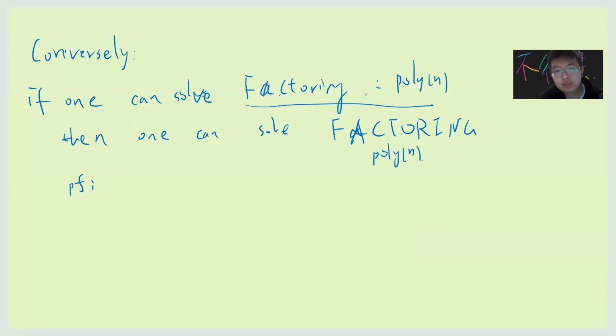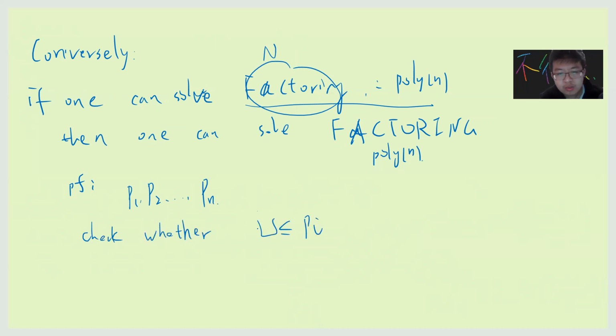Because let's say somebody first gives me n, and I first solve this using a factoring oracle. So this factoring takes poly n time and gives me all the prime factors, let's say p1, p2, up to pn. And all I need to do is check whether some pi is between L and U. If there is an i such that this is true, then I output 1. Otherwise, I output 0.